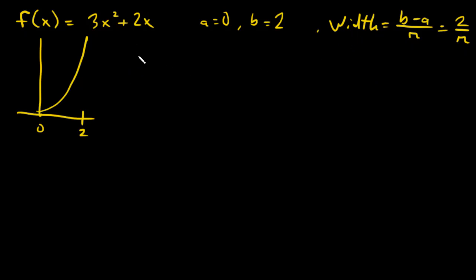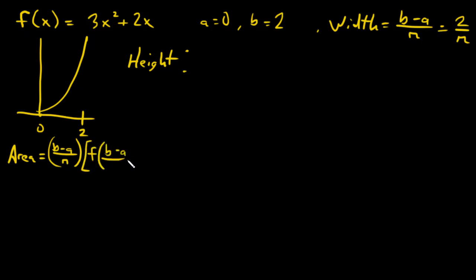Now, I've got the width, I need the height. Okay, how do I get the height? Well, I get the height by feeding in my x-coordinate that is going to increment each time I go to a different rectangle. So remember the formula for that is, I guess I can put it right down here. The area is equal to the width, which is (b minus a) over n, times the height, which is f of (b minus a) over n times i.